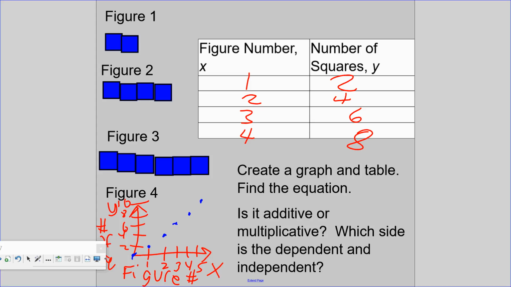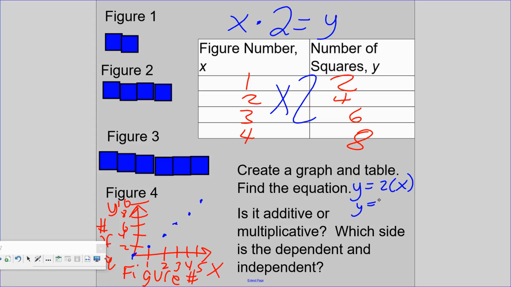So I made a table. I made a graph. Now let's see if we can find the equation. What's the relationship between 1 to 2, 2 to 4, 3 to 6, 4 to 8? The relationship is times 2. So the equation will be x times 2 equals y. Another way I could rewrite that is y equals 2 times x, or y equals 2x.